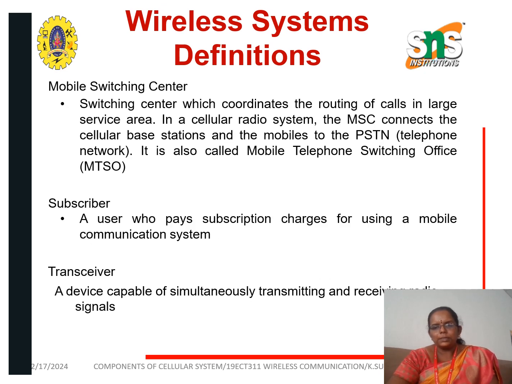Next is the mobile switching center. The switching center coordinates all the activities of a call, like routing of calls in a large service area. This mobile switching center plays an important role in the cellular radio system. It connects the base station and the mobile to the public switched telephone network, so it's also known as the mobile telephone switching office. It takes care of all the control signaling, billing, and subscriber details. All these things are present inside the mobile switching center, which acts as a main important component in the cellular system.